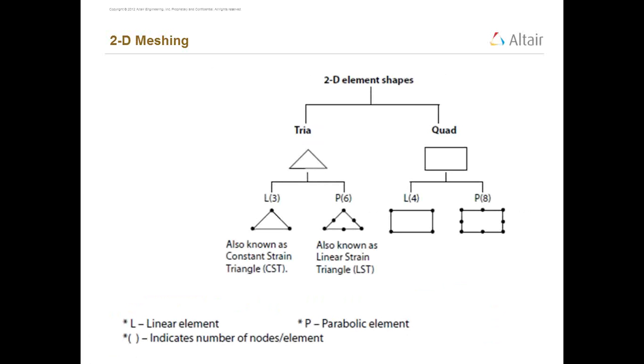Then the family of 2D elements, or different types of 2D elements available in HyperWorks, is tria and quad. There is further classification for tria and quad: constant strain triangles, that is linear triangular elements, or linear strain triangles, that is parabolic triangular elements. They are also known as first order tria elements and second order tria elements. In second order tria elements, the number of nodes increases, so the number of interpolation points increases. The same classification is for quad: linear quad having 4 nodes, parabolic quads having 8 nodes.